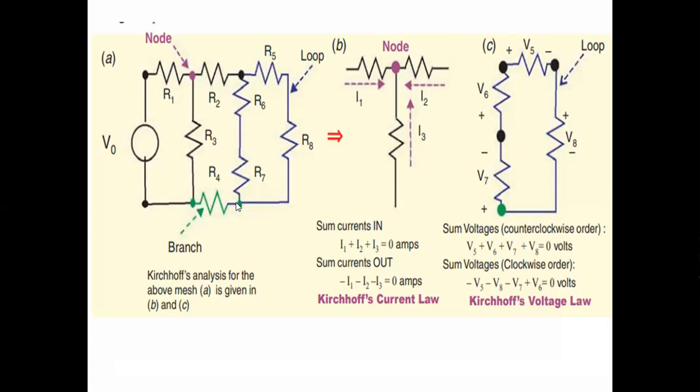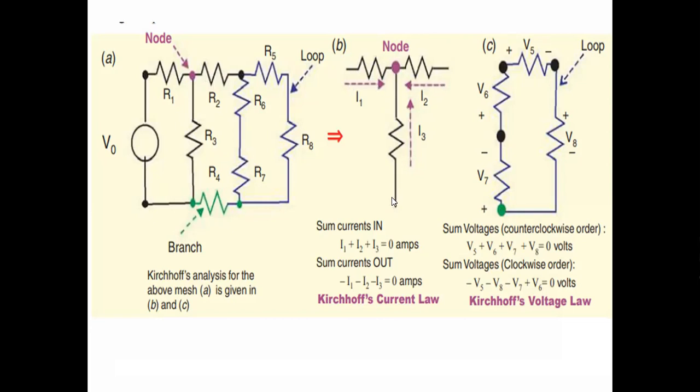And one particular line is considered a branch. From this junction point we have a branch. Coming to figure B, this is the node presented in A. For this node we have incoming currents I1, I2 and I3, and there is a direction for the currents I1, I2 and I3.